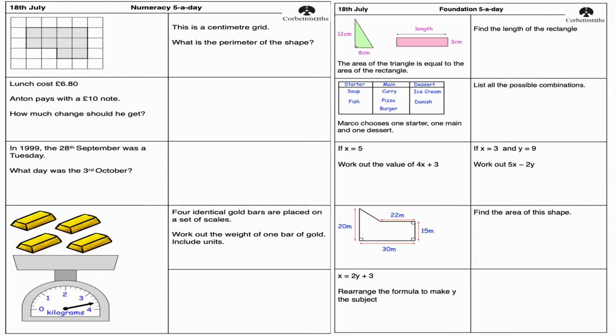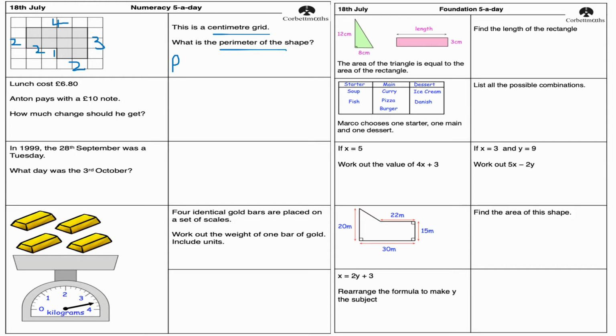Okay, this is question number 1. This is a centimeter grid. What is the perimeter of the shape? So the perimeter is the distance around the shape. So it's 4 squares along, 2 squares down, then 2 squares across, then 1 square down, then 2 down, and then 3. Okay, so adding up these numbers.